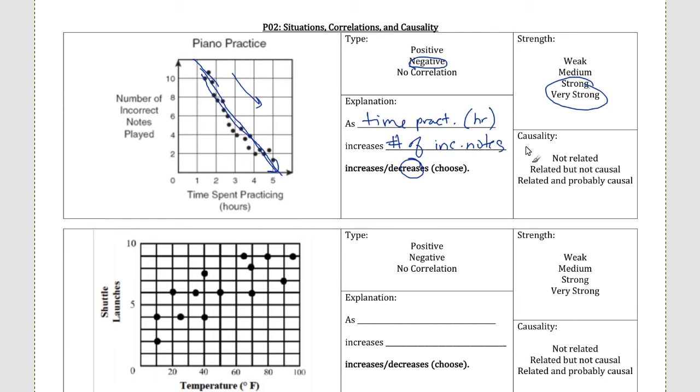Now, causality. If we look at this, as you practice more, should the number of incorrect notes decrease? So as you increase time practicing, you play less things wrong. So they're definitely related. I would say they're pretty causal. The more you practice, the less you mess up, right? Related and probably causal.